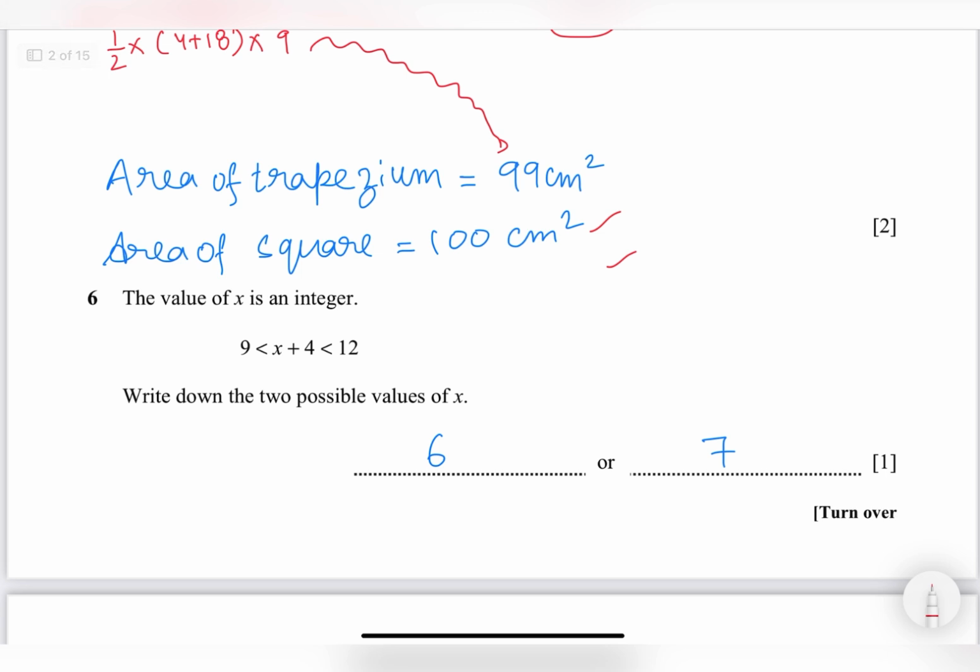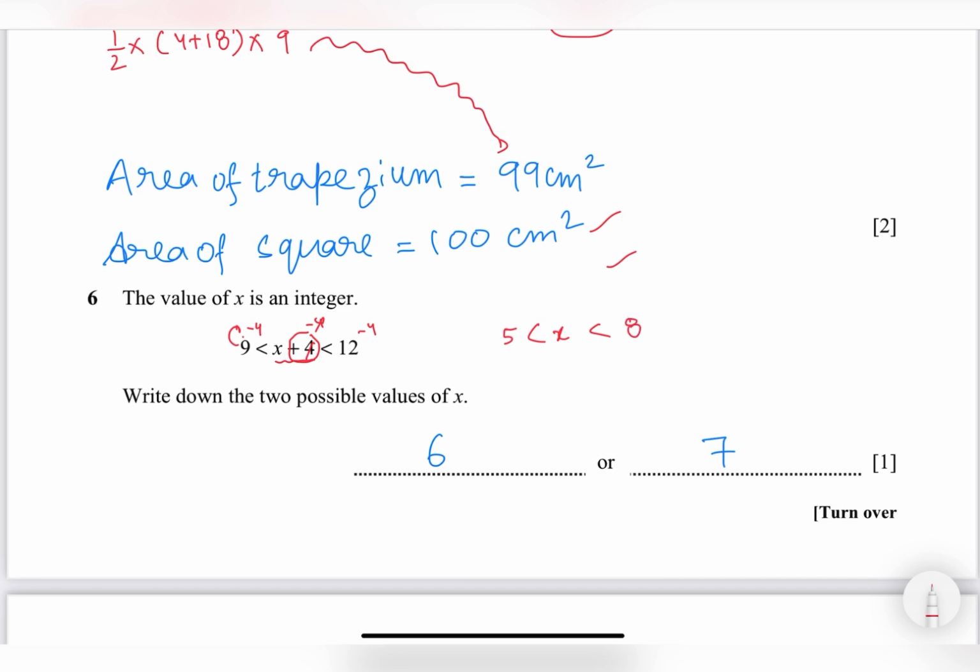The value of x is an integer. Write down two possible values of x. If we look carefully at this inequality, we can see that we have 4 added with x. So what can I do? I can just subtract 4 from all of them. Minus 4, minus 4 and minus 4. 9 minus 4 is 5. X plus 4 minus 4, these two will cancel, so only x will remain here. Now 12 minus 4 will give us 8.